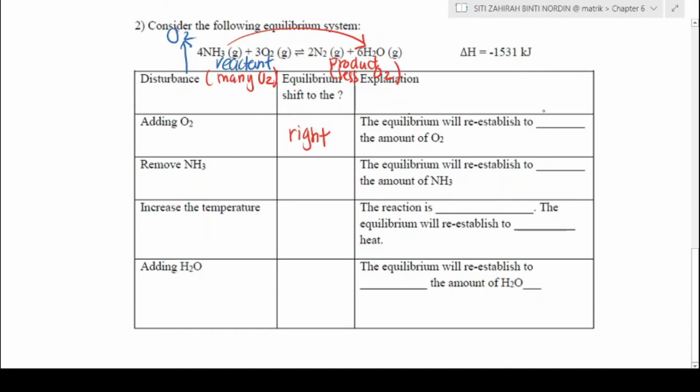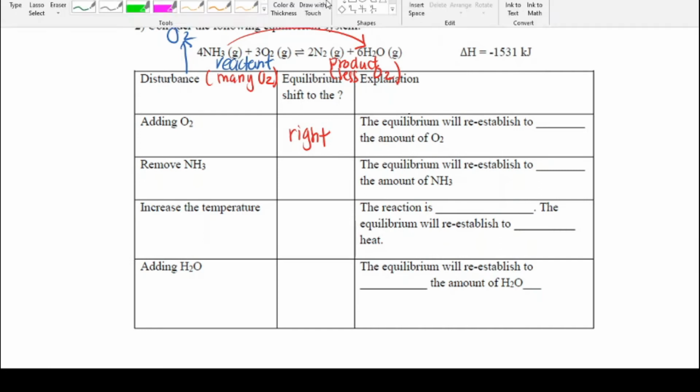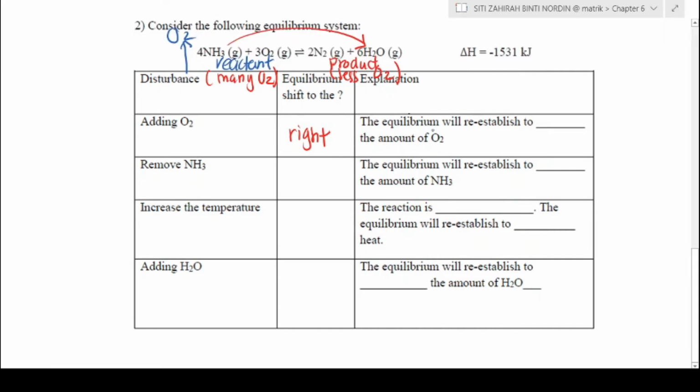So for explanation, this is my answer scheme. You just have to explain the equilibrium shifts to the right because we need to re-establish it to reduce the amount of O2 in the reactant. Because we are adding oxygen, we need to counter this disturbance by reducing the amount of oxygen, because we need to balance this overall equation.